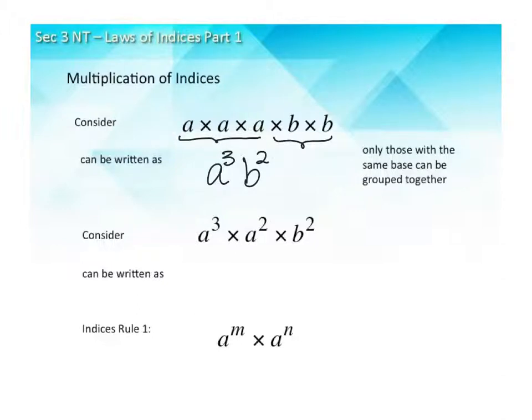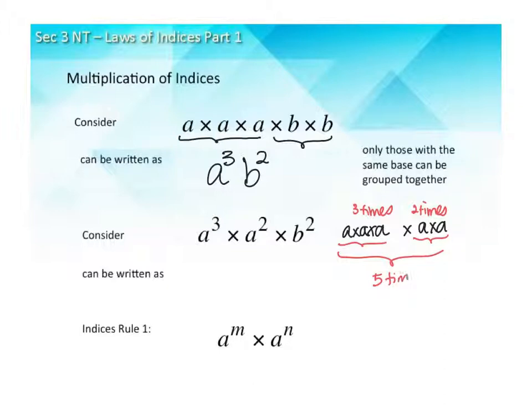Now consider the following. If I have a to the power 3 times a squared times b squared, what will this be? This is actually a times a times a, 3 times. So this is power 3 times. Okay, and if I were to multiply another a squared, which is a times a, there will be another 2 times. How many times will there be in total? There will be a total of 5 times.